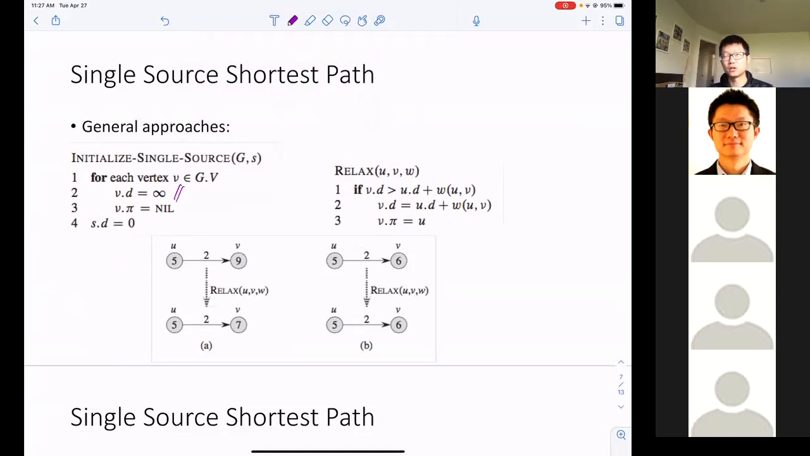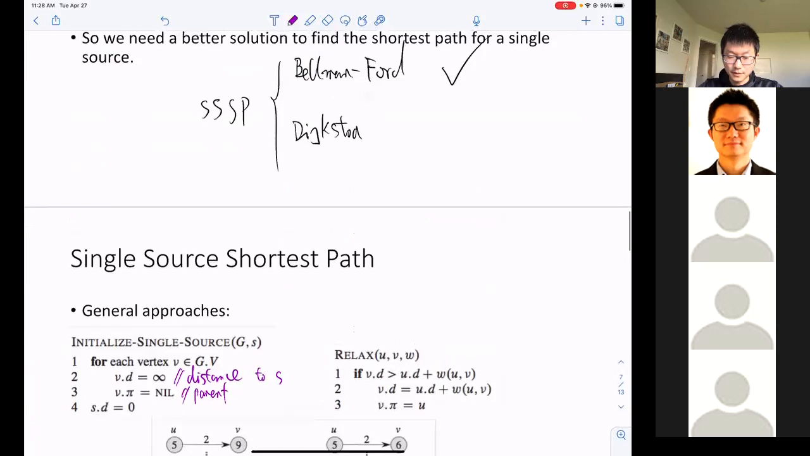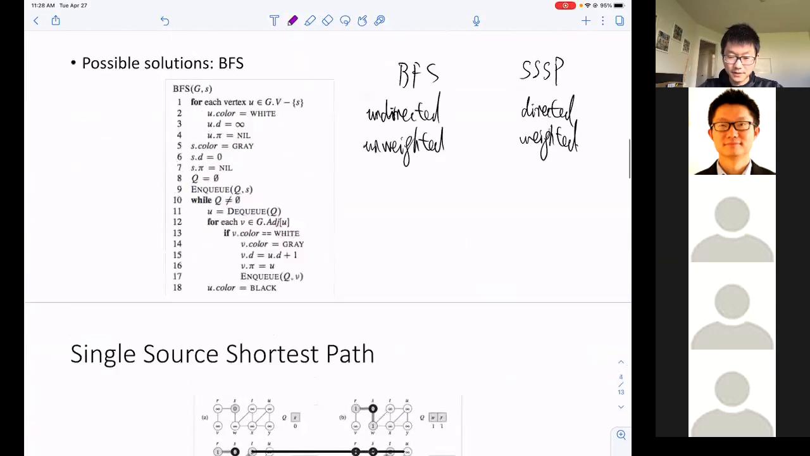What does d stand for? Distance. Yes. What does pi stand for? The parent node, yes. Have we seen this kind of operation before? Yeah, that's in BFS.